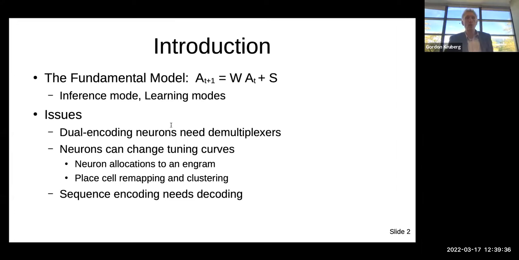In machine learning, we're able to think separately about inference mode and learning mode. I often separate the behavior of natural systems in a similar fashion. There are 3 core issues, though, that have drawn my attention over the past year that have emerged from this fundamental model and that I haven't seen addressed in the literature. And I'm hoping we can have a deeper discussion about this.